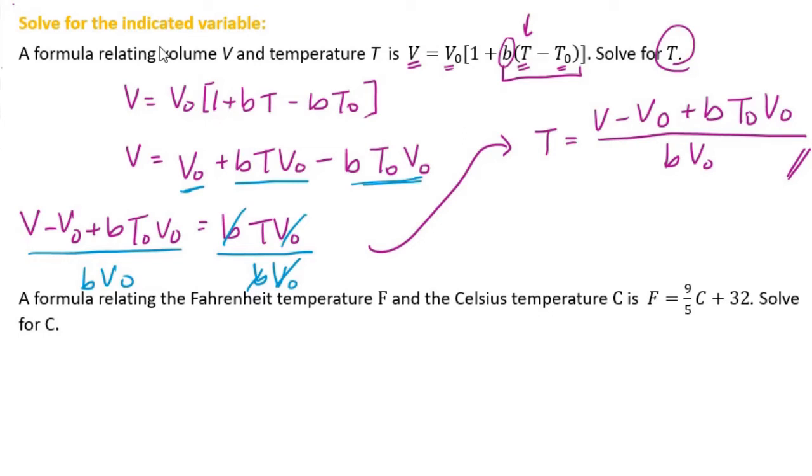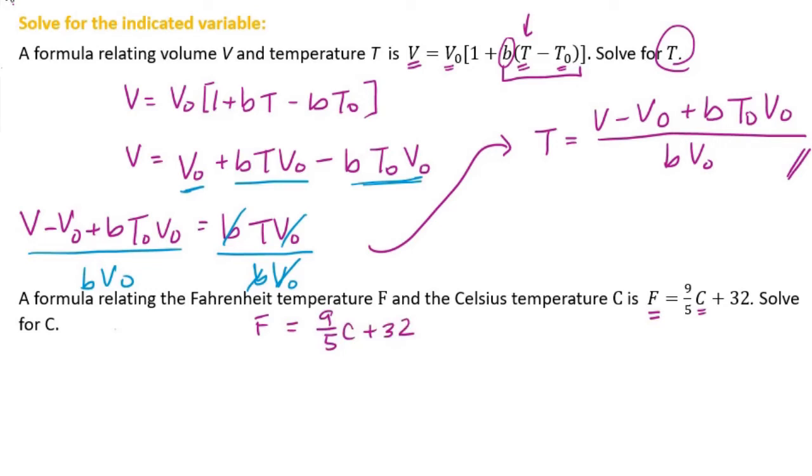Let's move on to a formula that relates Fahrenheit and Celsius. We're told that temperature in Fahrenheit is 9/5 the temperature in Celsius, and then we'll add 32. But now we want to know, what is C equal to? Let me write it here in the middle one more time. F is equal to 9/5 C plus 32.